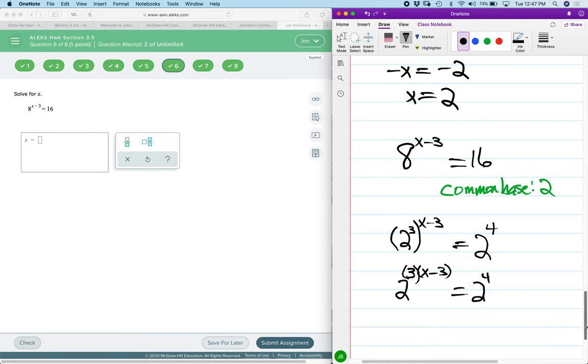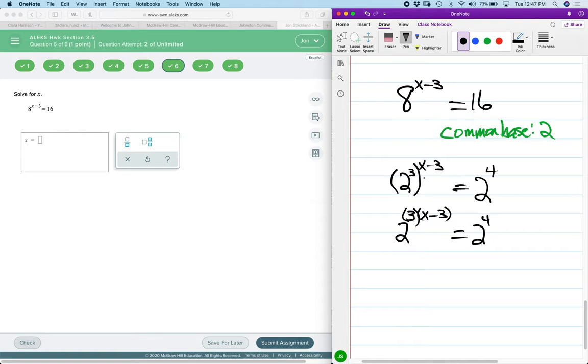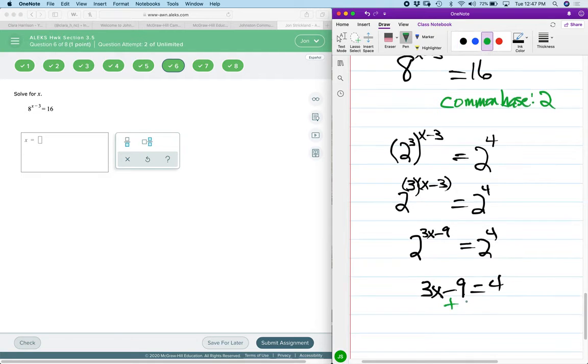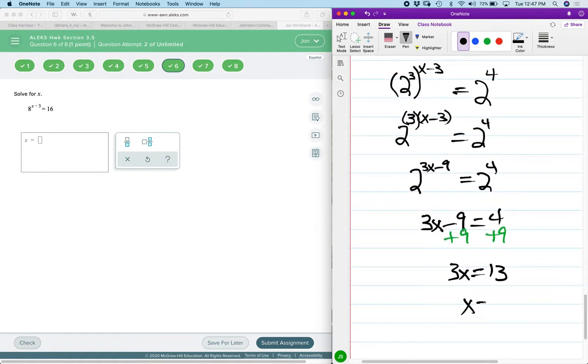On the left-hand side, 2 to the 3rd quantity to the x minus 3 will be 2 to the 3x minus 9, and this is equal to 2 to the 4th. Now we have the same exponential base, and we can set the powers equal to each other. So 3x minus 9 is equal to 4, and upon adding 9 to both sides, we have 3x is equal to 13. For x, we see that x is equal to 13 over 3.